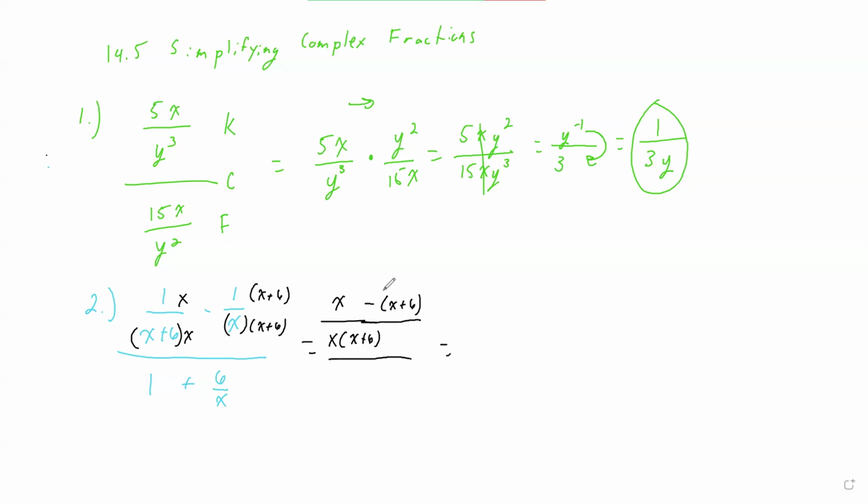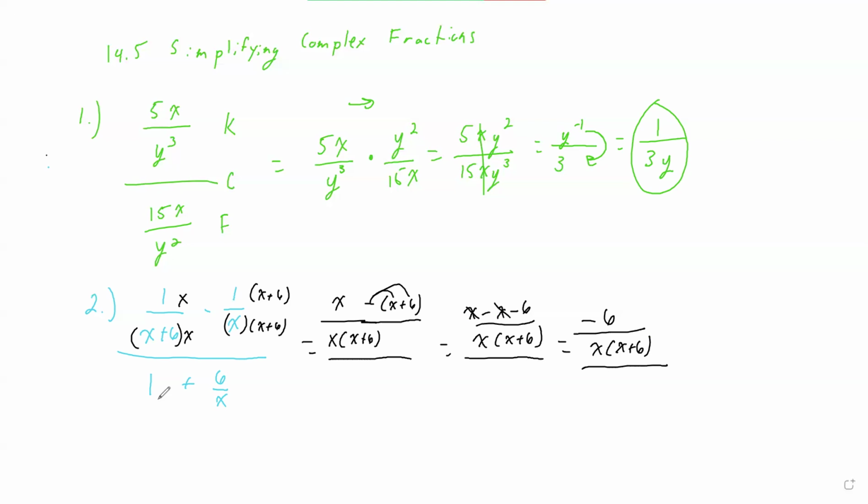I'm going to keep working. I'm going to distribute this out. This gives me x minus 6 over x times x plus 6. And then the x's would cancel, and now I'm left with negative 6 over x times x plus 6. So that's just working out the top there. You could probably skip some steps there, but I'm going to show you every step that's going on.